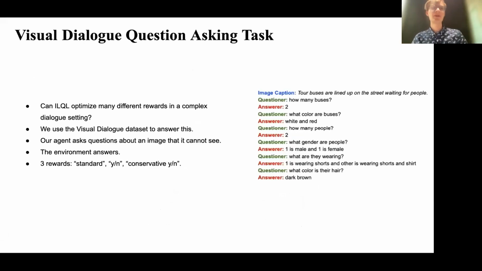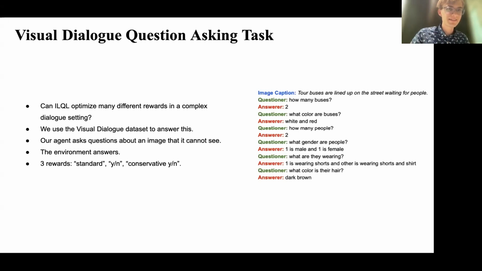Okay, so that's with the toy tasks. Now let's move on to real dialogue, real language stuff. We discussed that the whole point of offline RL is optimizing over interactive settings like dialogue, so let's test our method on a dialogue task. We do this on a visual dialogue task, where we're playing the role of a question asking bot, and the environment has an image that we can't see, and they're supposed to answer our questions about the image. Our goal is to ask highly informative questions which give us enough information about the image to guess what the image might be.